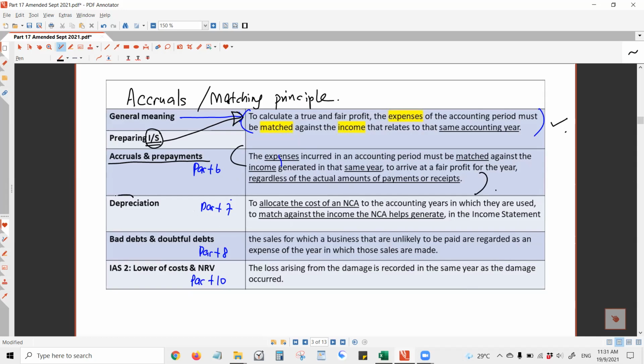If they ask you how is depreciation linked to accrual principle, your answer would be this. How are bad debt and doubtful debt related to accrual principle? Your answer would be this. And how is valuation of inventory, remember lower of cost and net realizable value that you learned in part 10, if they ask you how is valuing inventory an application of accrual principle, then your answer would be this. I know it's challenging, but that's your task, to know what to write when you are given the exam questions.